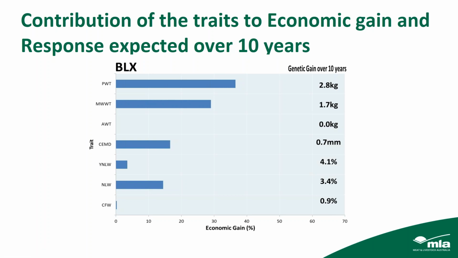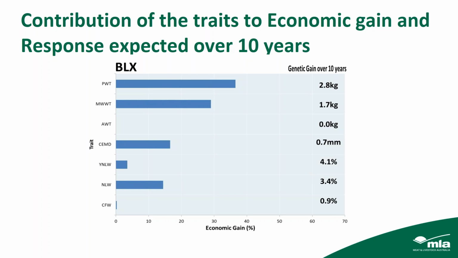So here in BLX we can see that post-weaning weight still has the biggest contribution to profit, and over a 10-year period we would expect a 2.8 kilogram increase in post-weaning weight. And it goes down through each of the traits and how they make up the index.